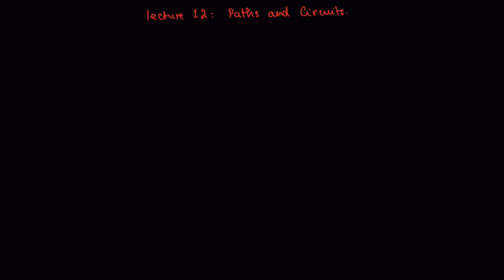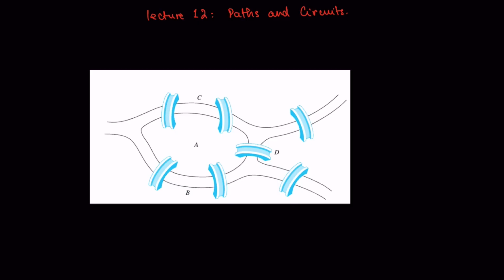Hello everyone, in this video we're going to talk about Euler paths and Euler circuits. Before we go into the details of the definitions, I want to bring up a very interesting example about the 7 bridges of Königsberg. So the town of Königsberg is separated by a river, and this is the river.